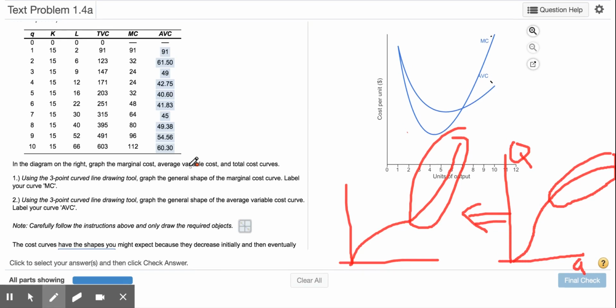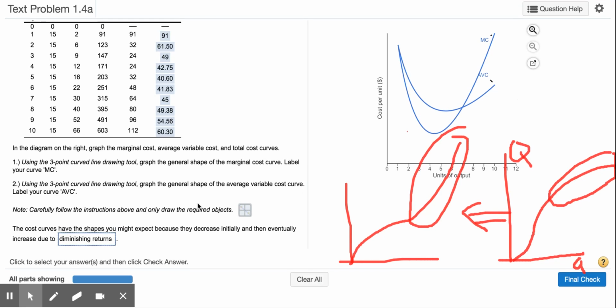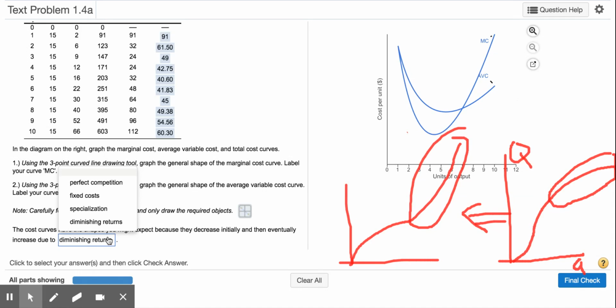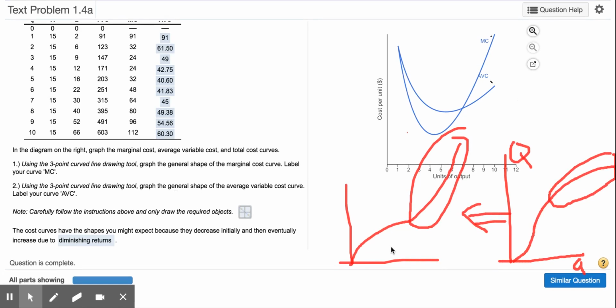If you have the same amount of capital stock, right? So diminishing returns. Perfect competition doesn't have to do with the shape of the cost function. Fixed cost, no, it's because of the diminishing returns. Each additional unit of the variable input will give you less and less output than the one before. And let's see if we are done. I think that's it. Thank you.